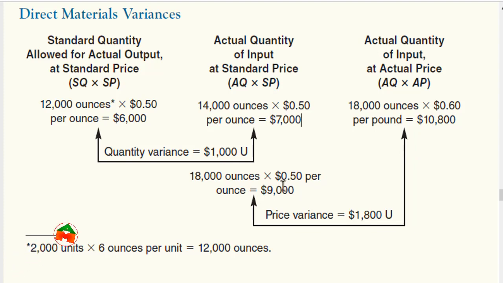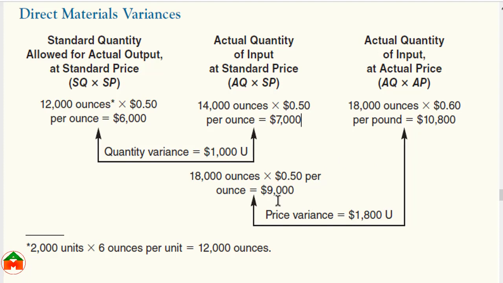So here the amount is 9,000, and here the amount is 10,800. If we calculate the difference between these two amounts, it is the price variance. Here the amount is 1,800. Whether it is unfavorable or favorable: this is the standard and this is the actual.